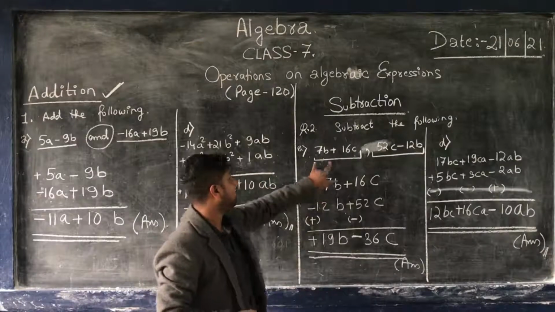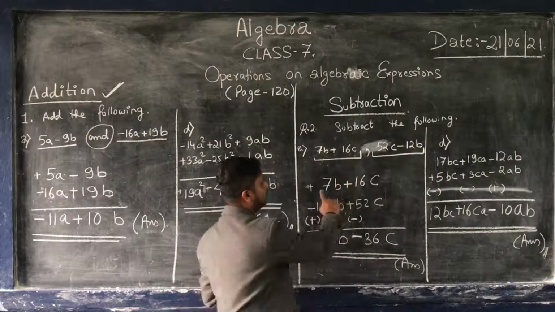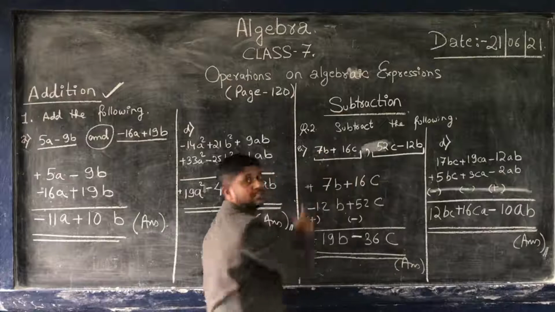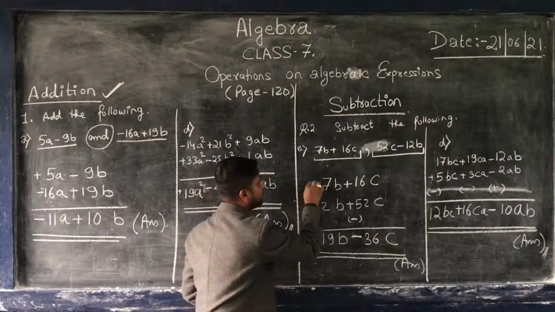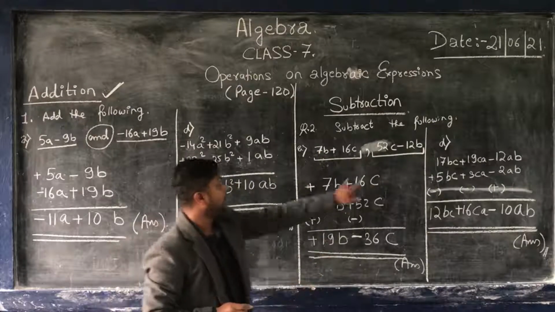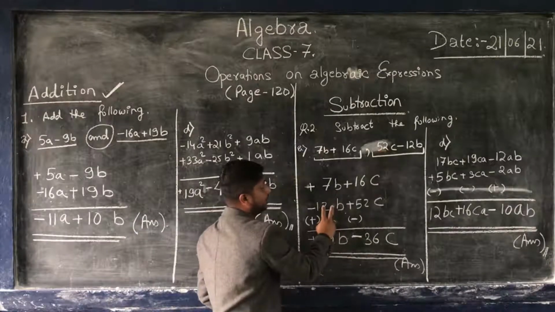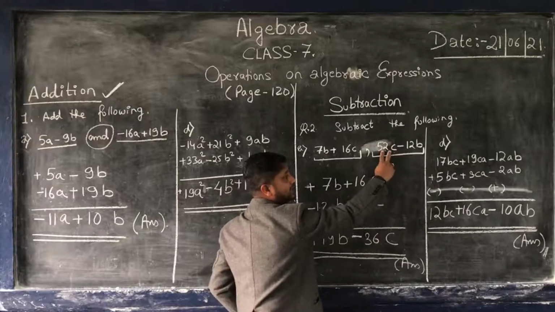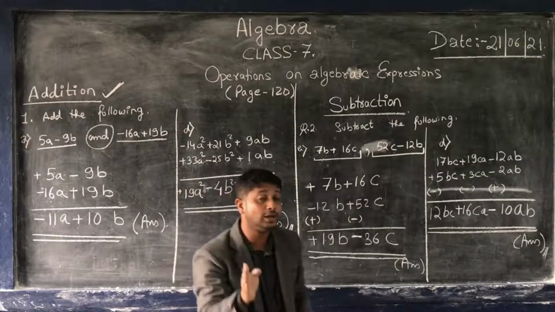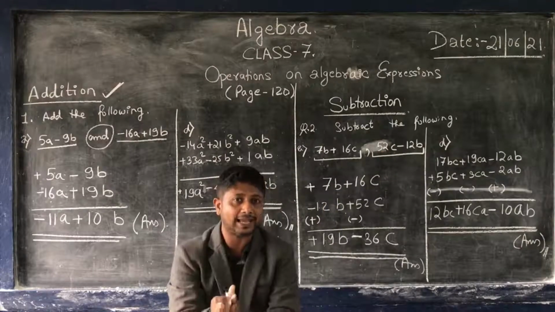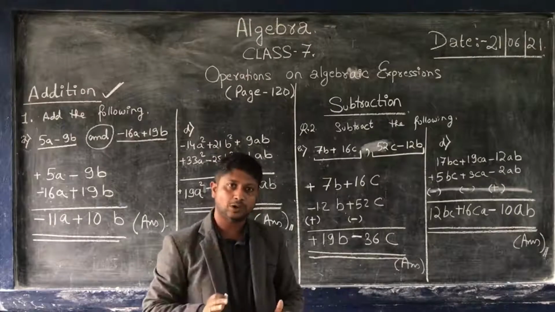Okay, so 7b plus 16 I have written it on the top line. 7 does not have any symbol, so by default my plus symbol is there with 7. Now 52c, you remember I can't write 52c here, though it is in the question, it is given in the beginning. As I told you, the sequence of alphabet has to come vertically equally.